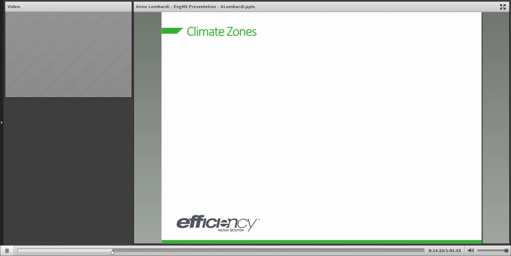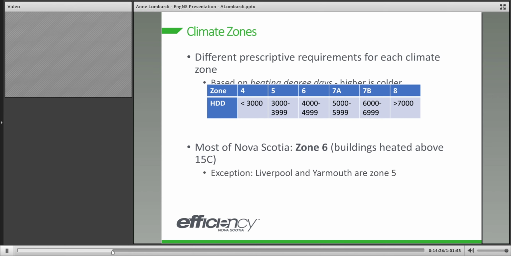Okay, so with those climate zones, keep that in mind. Oops, sorry, clicked the wrong button.